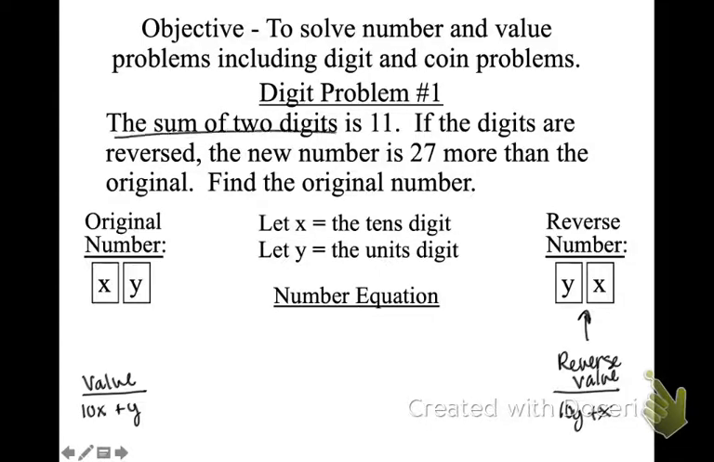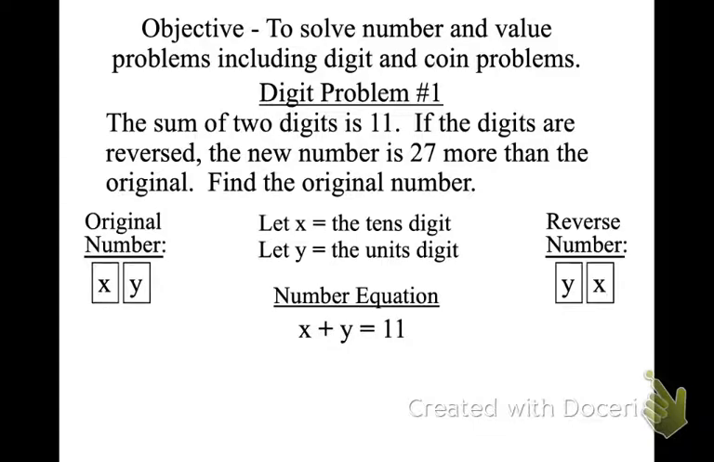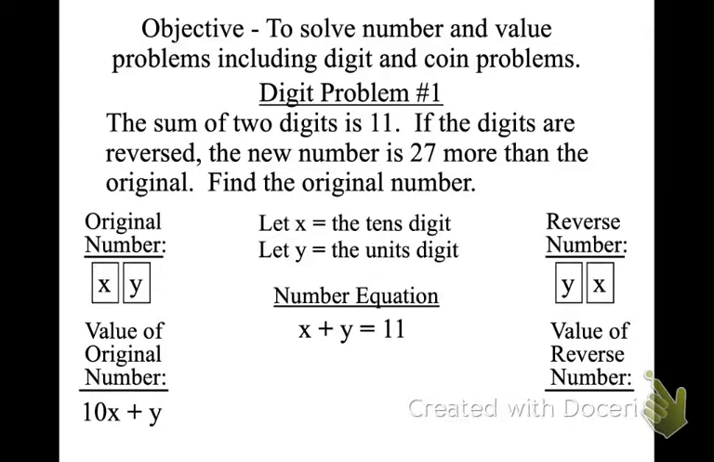The sum of two digits is 11. Right away, that's an easy one because we know the sum means to add them. We know the digits are x and y, so all we do is x plus y equals 11. Everybody should be caught up at this point. x plus y equals 11. I'm going to go back to the PowerPoint. It's a little bit cleaner.